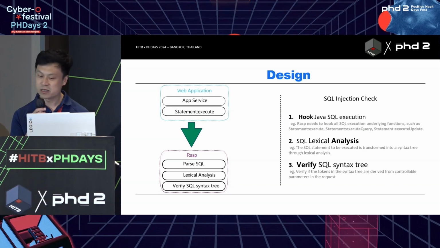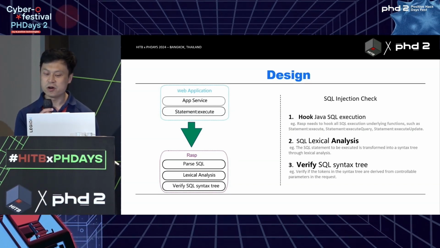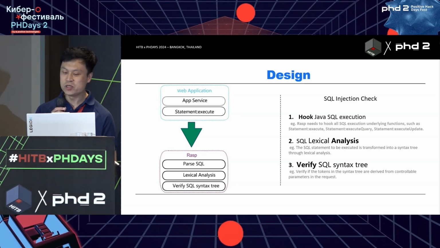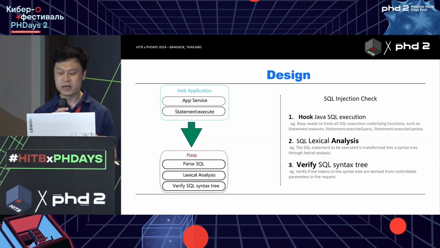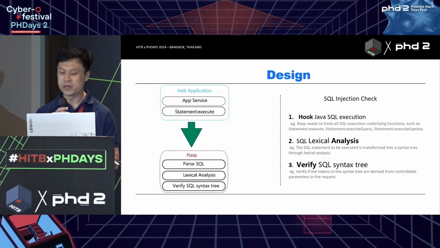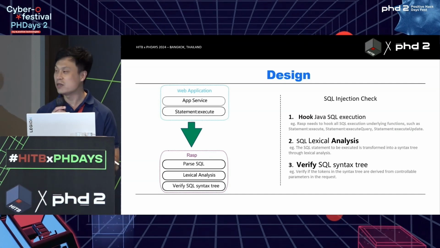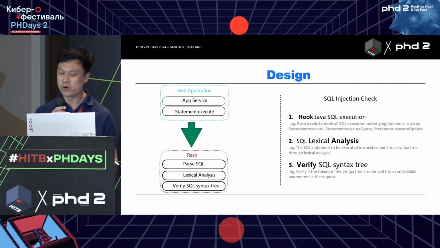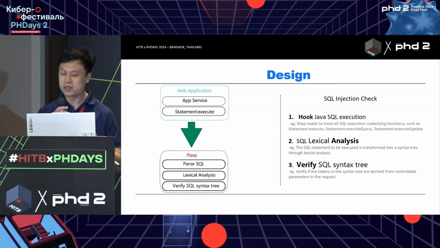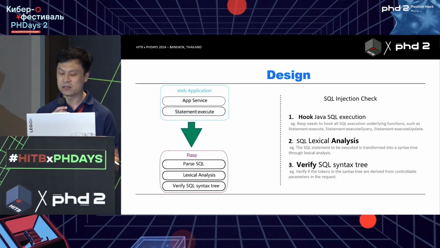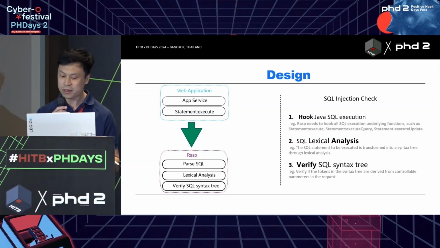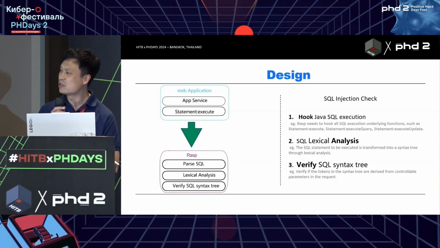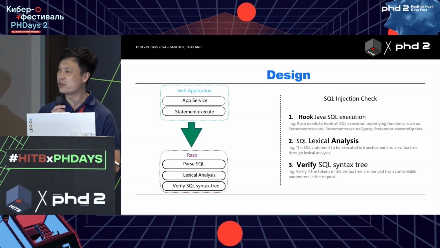Based on the previous attack scenarios and the impact on the changes of the SQL syntax tree, we can develop a RASP program. First, we need to hook all the methods in the Java application that will execute the SQL statement, such as executeQuery, executeUpdate, and so on. Then, before executing the SQL statement, we will retrieve the SQL statement to be executed and perform lexical analysis to parse it into the syntax tree. Subsequently, we will validate whether the tokens in the SQL syntax tree contain the attacker's input data.